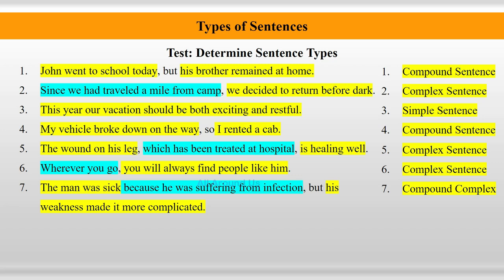Wherever you go, you will always find people like him. It is a complex sentence. Wherever you go is a dependent clause or subordinate clause, and you will always find people like him is a principal clause. That's why it is a complex sentence.